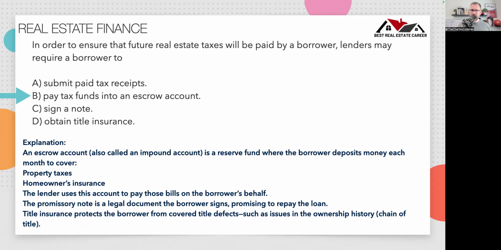The promissory note is a legal document the borrower signed promising to repay the loan. Title insurance protects the borrower from covered title defects, such as issues in ownership history, the chain of title.